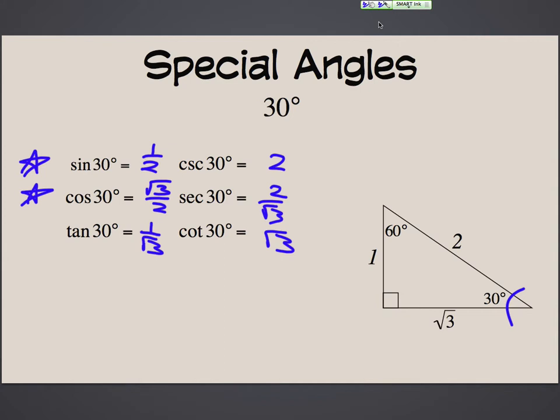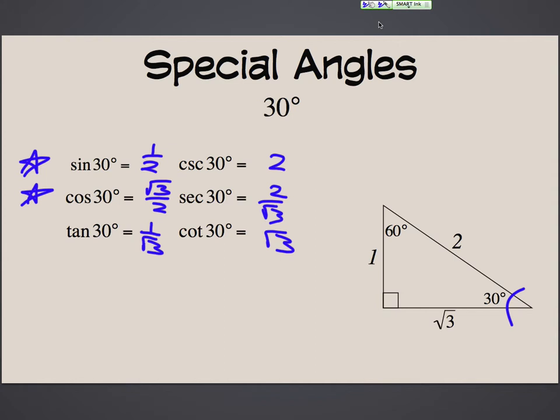Questions on my 6 trig functions of 30? Sine of 30 is always 1/2. Always. That's why there's the star there. It's there because those are the 2 things I need to have memorized to get the other 4. If I know those 2, I can get the other 4.